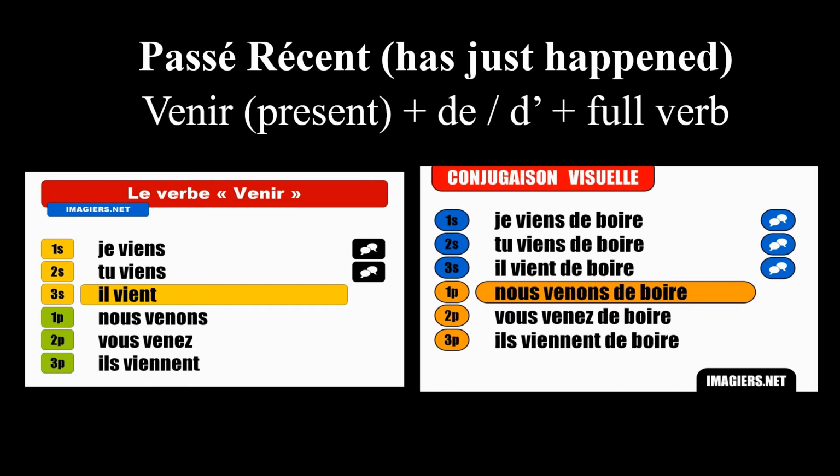The passé récent is exactly the opposite, which is the recent past, something that has just happened. Here you have to take venir in the present and the full verb, but in between make sure you are putting in the de, or d apostrophe if the verb begins with a vowel. That is important. In the futur proche there is no de, but in the passé récent note that there is a de. So copy down the conjugation of venir if you are not sure of it, and then you can look at the example on the right of voir, where venir has been conjugated followed by the de and then the full verb voir.